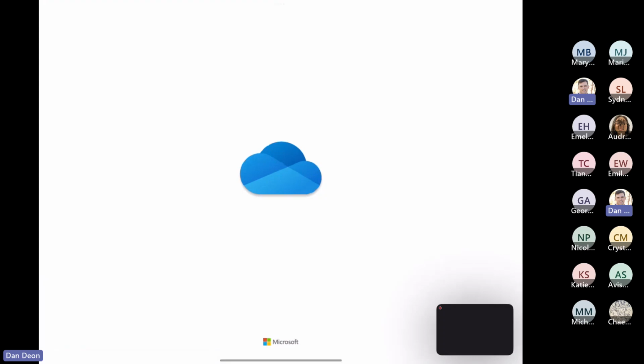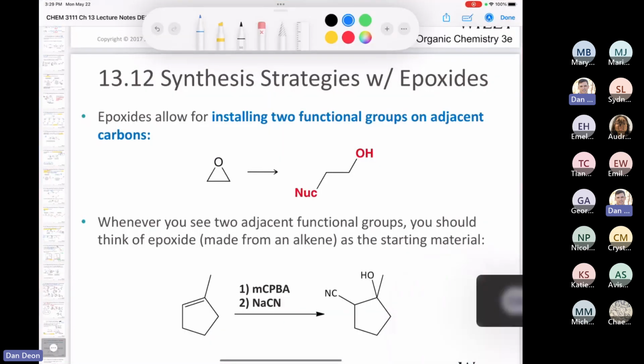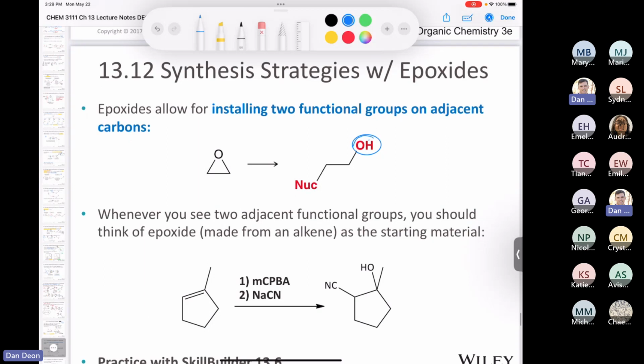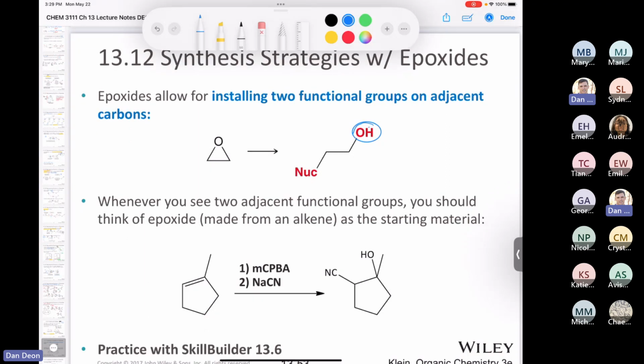All right, so we kind of left off somewhere around here, and we said epoxides, what they can do is they allow you to install two functional groups on adjacent carbons. Of course, one of those functional groups is going to be an alcohol. But remember, we said that the nucleophile could be a cyanide to make a nitrile. It could be a mercaptide to make a sulfide. It could be a hydride. It could be an alkoxide to make an ether.